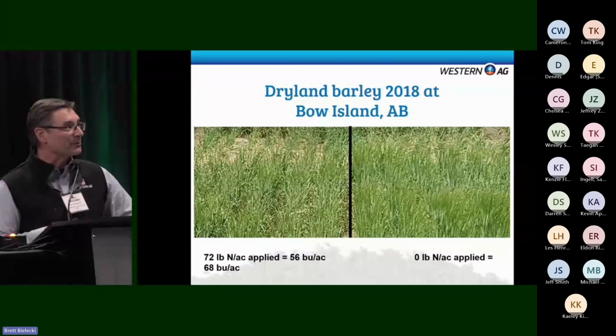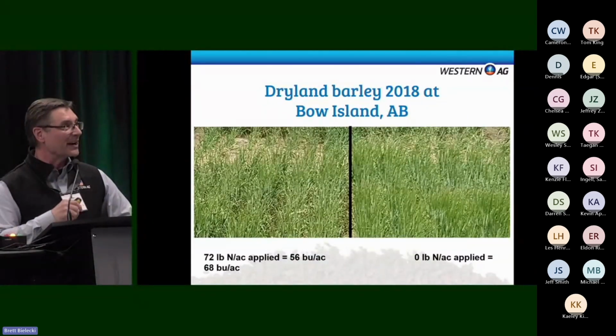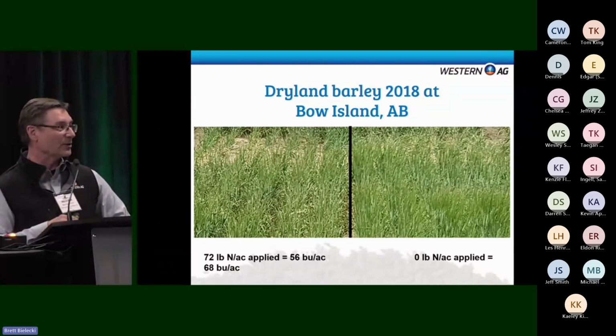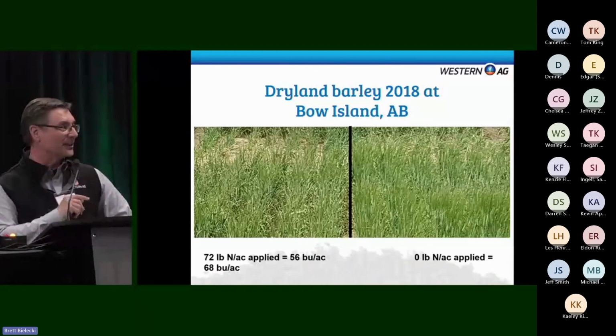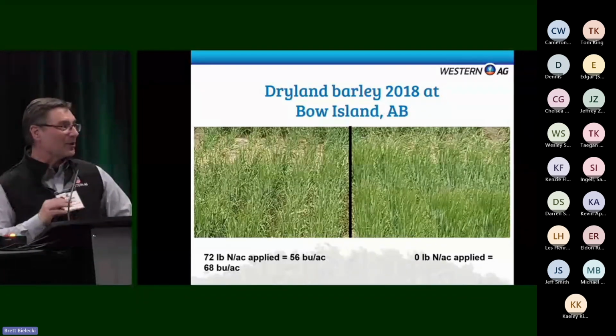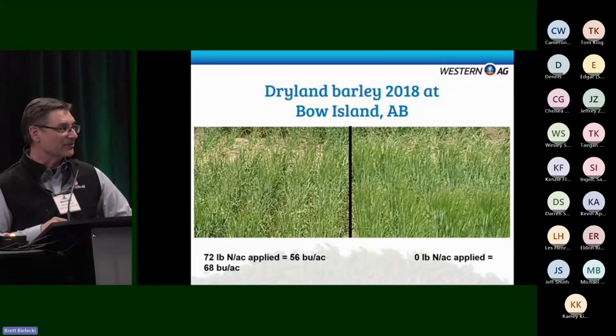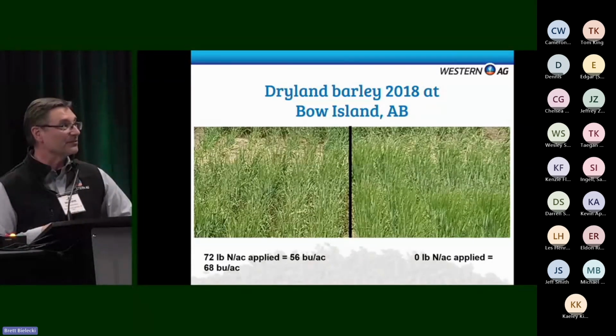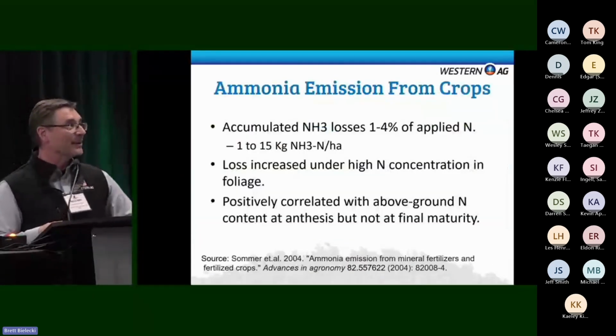Here's an example from Bull Island a few years back, a very dry year, 2018, and comparing a fertilized barley versus zero fertilized barley. That looks different, but the 0N barley yielded 68 bushels an acre versus the fertilized barley yielded 56, and there's evidence of haying off.